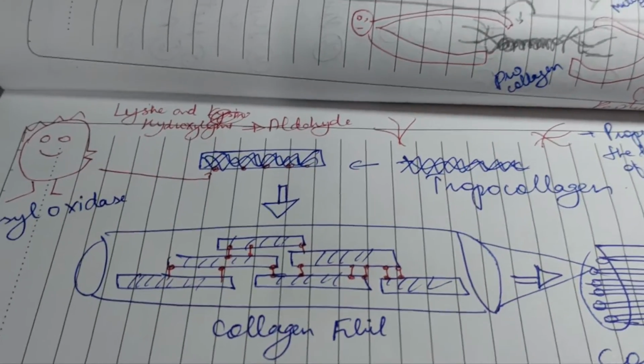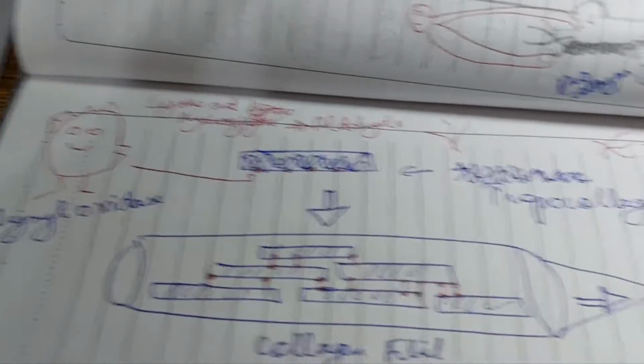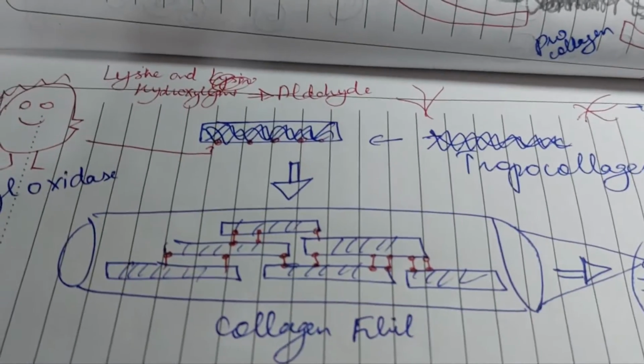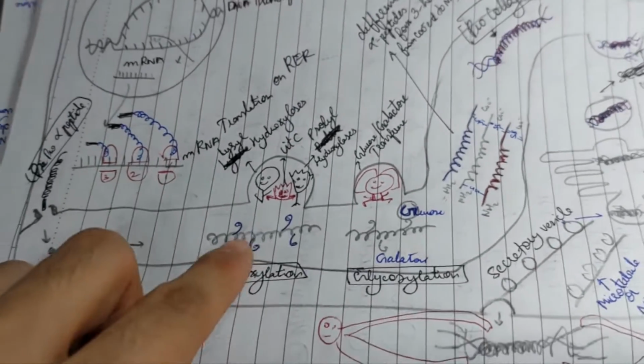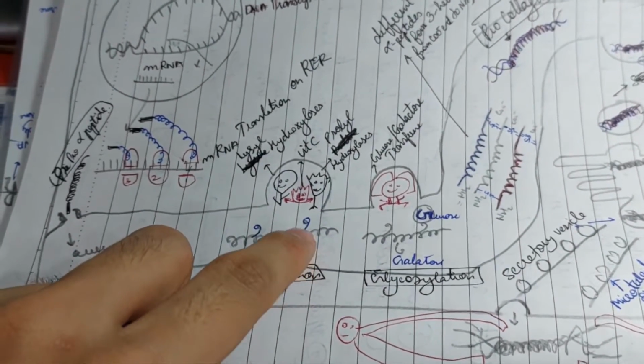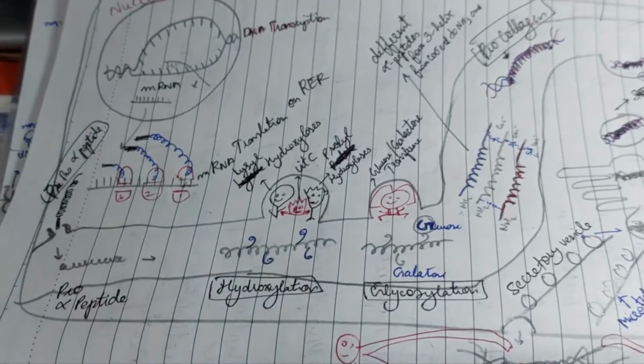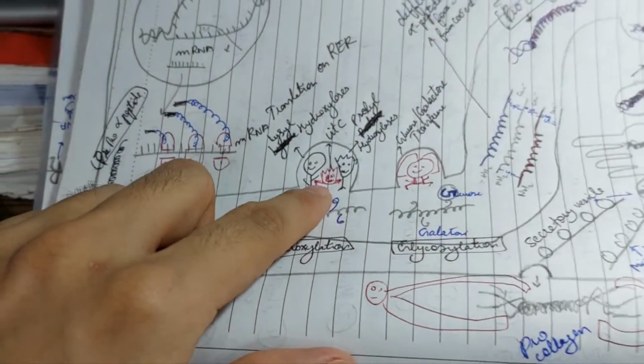This is the extracellular mechanism of strengthening of tropocollagen. For the intracellular mechanism of strengthening, we had the hydroxylation, which had given small hooks to proline and lysine, and which was catalyzed by vitamin C.